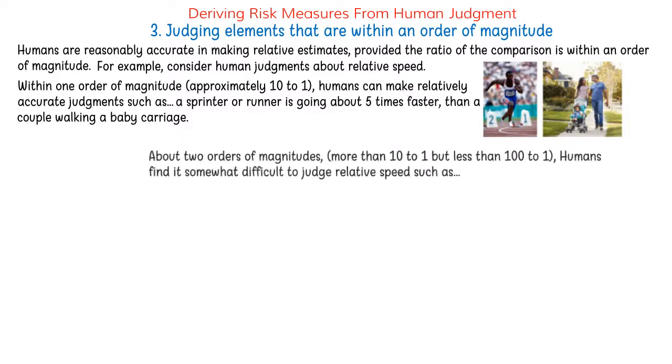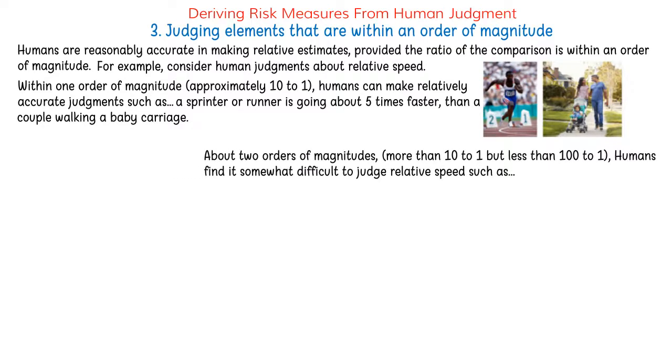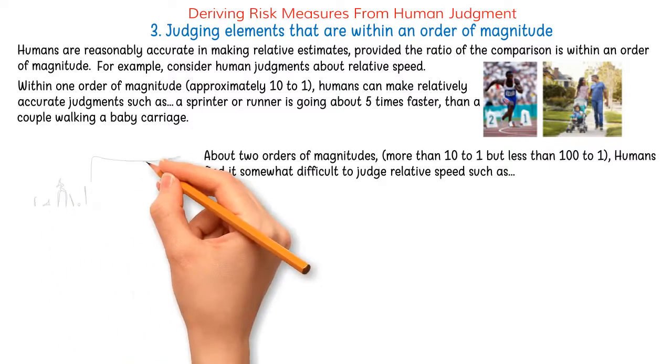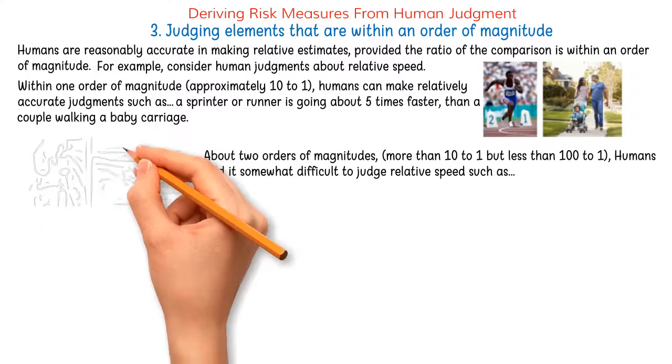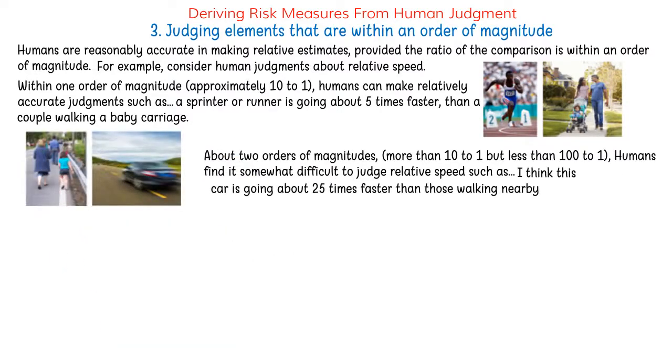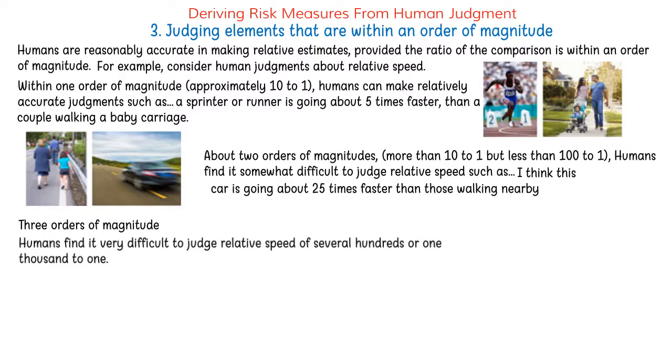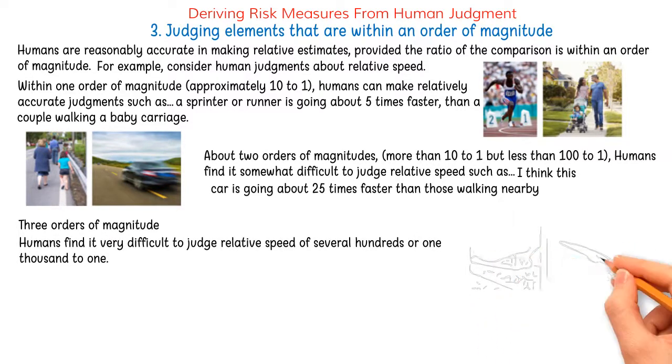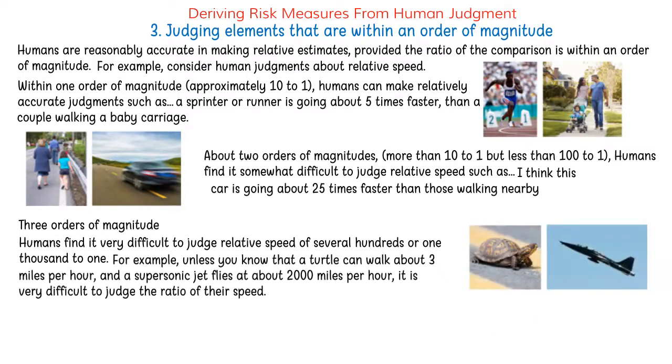About 2 orders of magnitude, more than 10 to 1 but less than 100 to 1, humans find it somewhat difficult to judge relative speed, such as, I think this car is going about 25 times faster than those walking nearby. 3 orders of magnitude: humans find it very difficult to judge relative speed of several hundreds or 1,000 to 1. For example, unless you know that a turtle can walk about 3 miles per hour, and a supersonic jet flies at about 2,000 miles per hour, it is very difficult to judge the ratio of their speed.